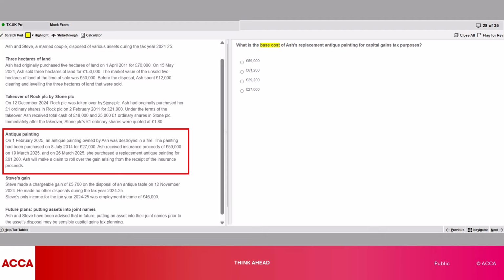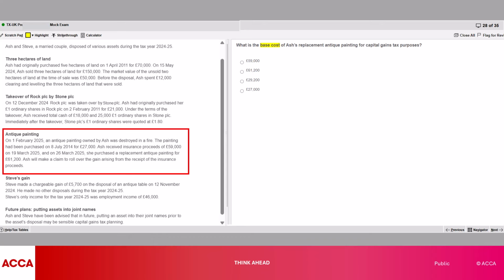And it says that Ash is going to make a claim to roll over the gain from the receipt of the proceeds. So the idea is then that the cost of the replacement is going to be reduced by deferring the gain that will arise on the receipt of the insurance proceeds for the old painting.